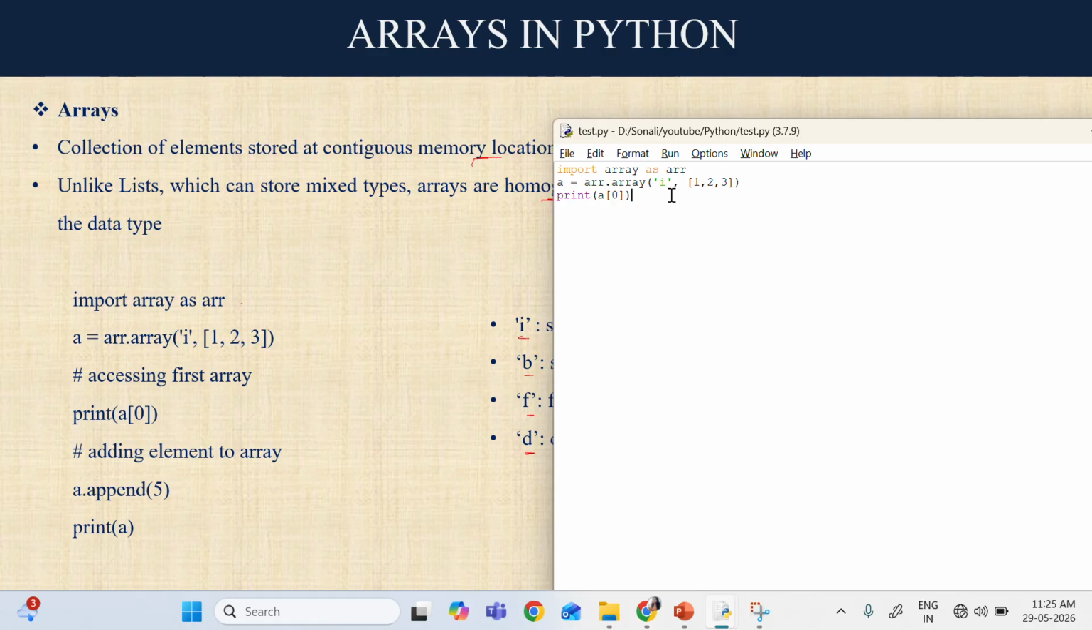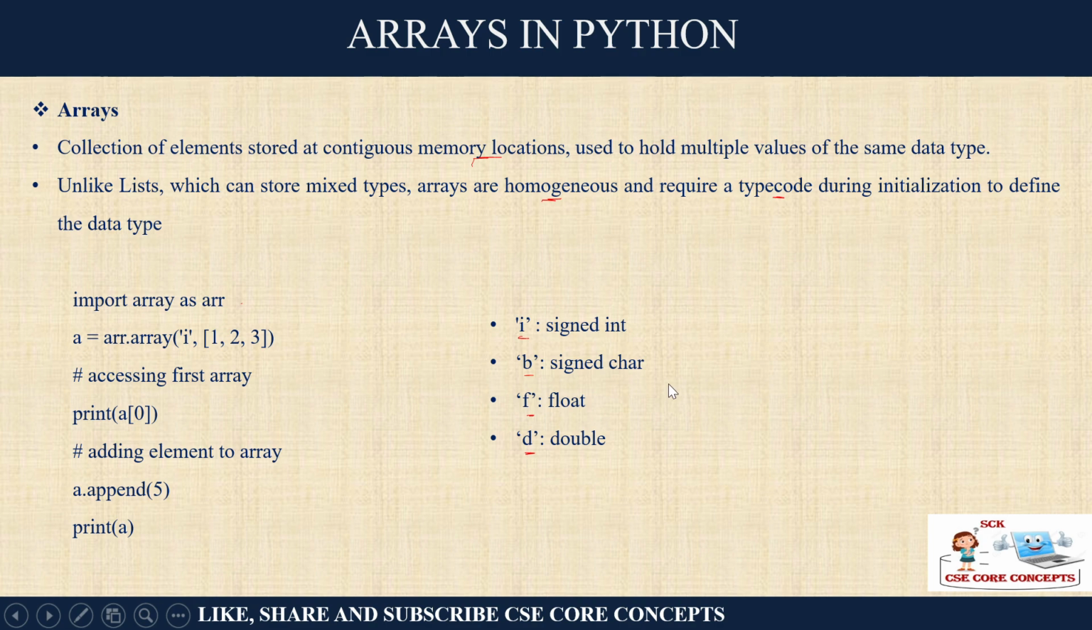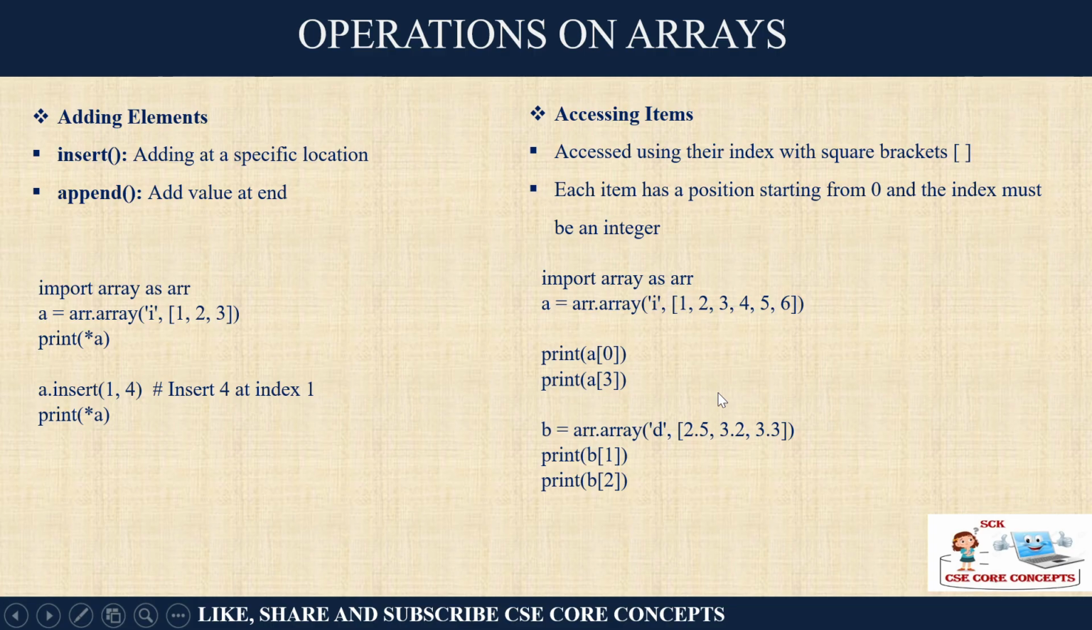Now if you want to add some other elements, you can use the function which is available, a dot append, and you want to add a fourth element. So now let us print the array A. Let us see how it looks like now. This is a one dimensional array which is being created. Now the elements are 1, 2, 3 and 5. If you want some floating values, you can use that type code. This way you can add elements.